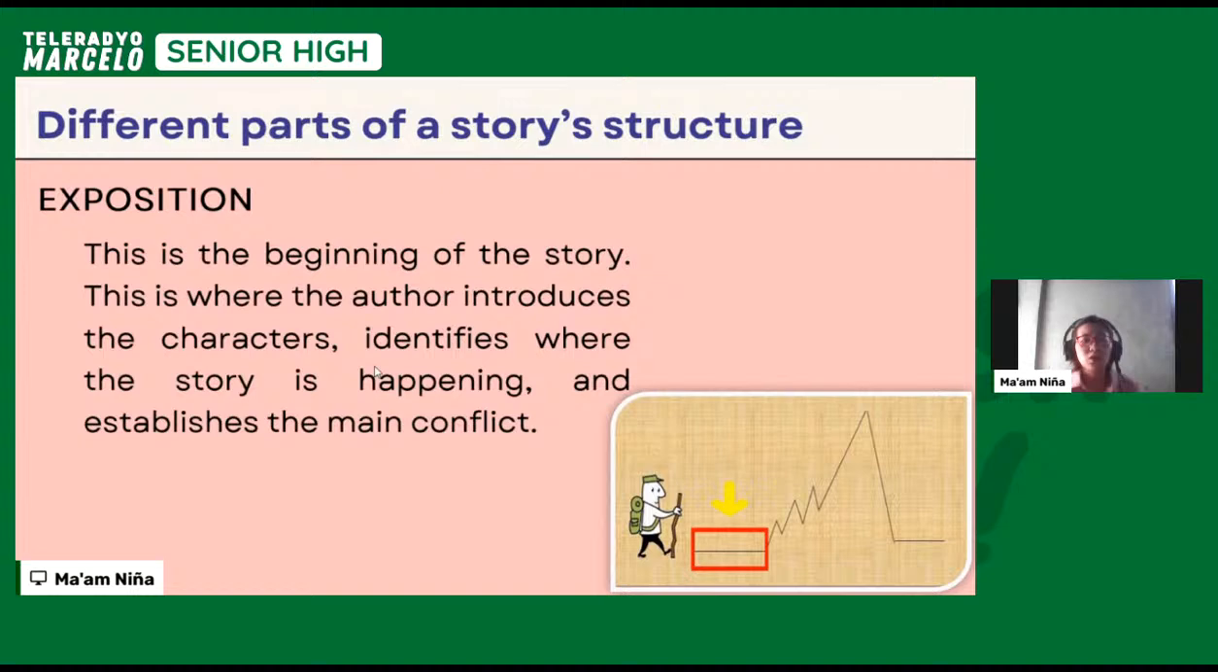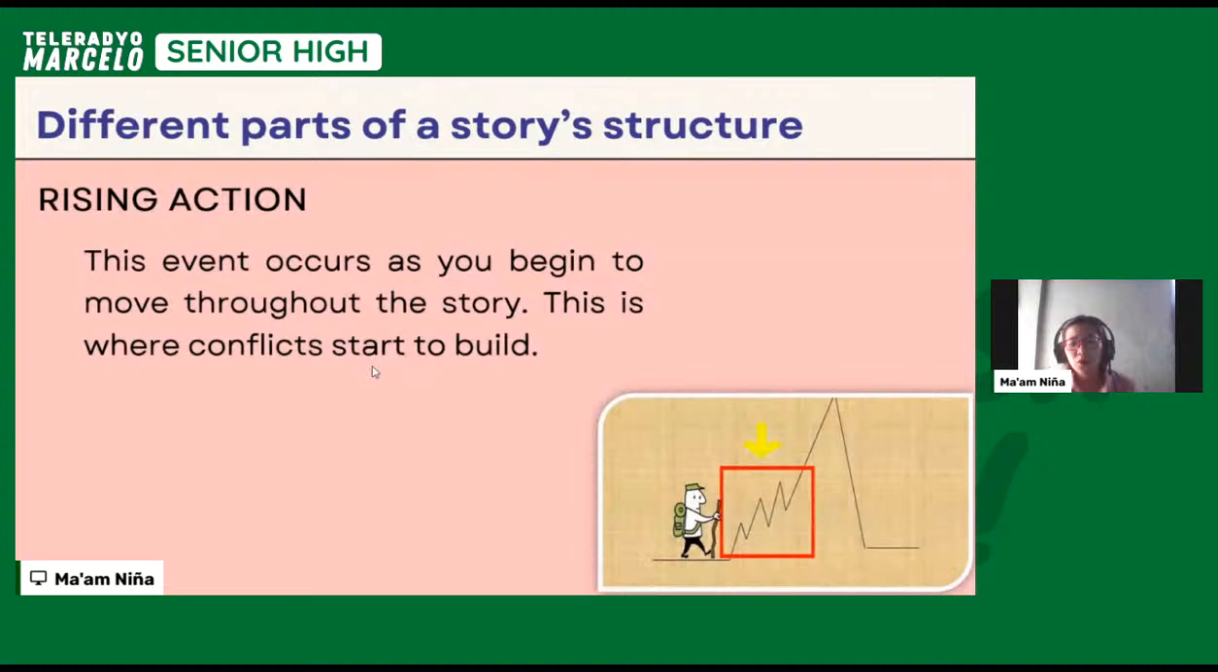Next, you see we already moved in the diagram below. The next is the rising action. These events occur as you begin to move through the story. This is where the conflict starts to build. These are the series of events that will lead to the conflict.